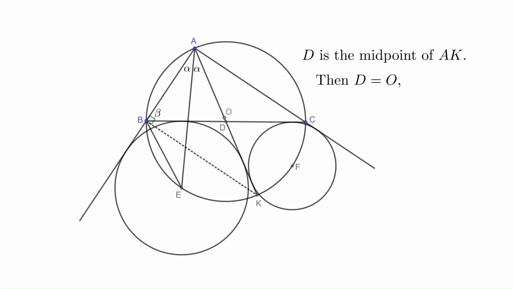However, AK is a diameter of the circumcircle and O is its center. So, D and O must be the same point. As a result, BC is also a diameter of the circle. We have two diameters here, AK and BC. The remaining part of the proof is straightforward.